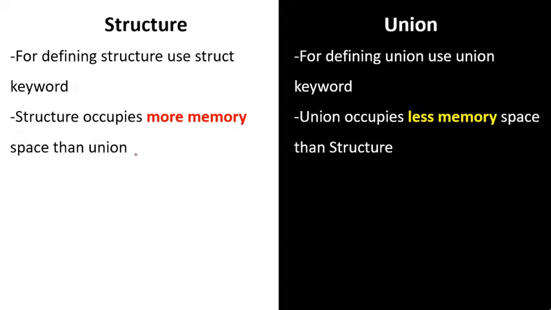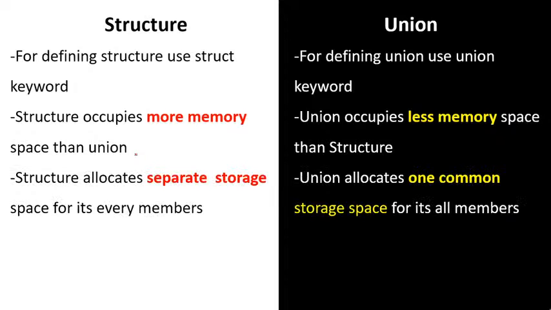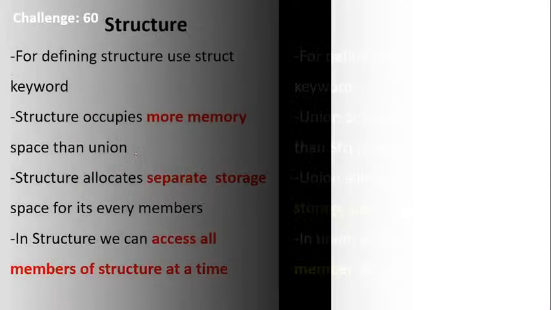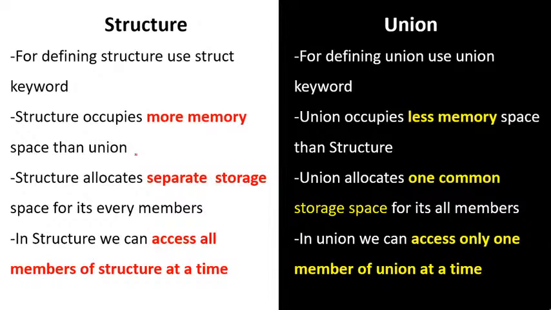Structure occupies more memory space than union. Union occupies less memory. Structure allocates separate storage space for every member. Union allocates only one common storage space for all the members. In structure we can access all the members at a time. In union, you cannot access all the members at a time because memory allocation will be one at a time.